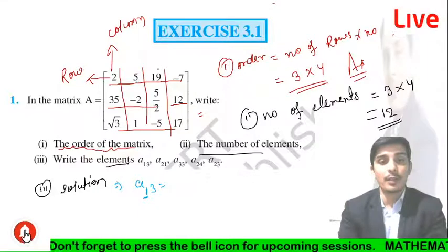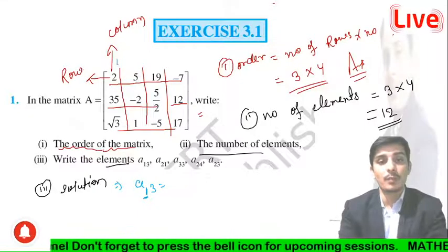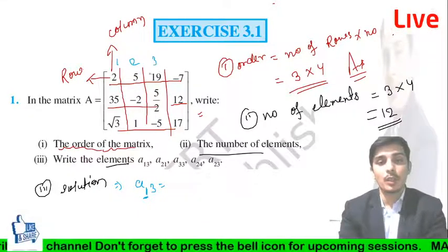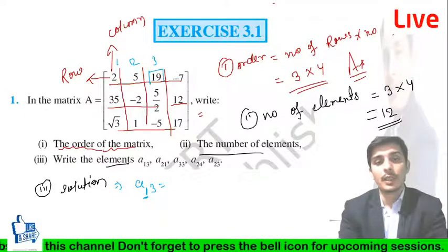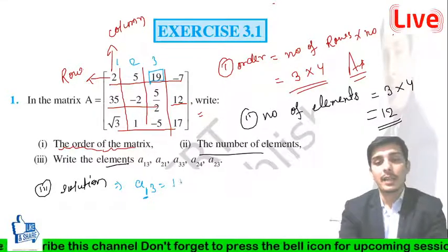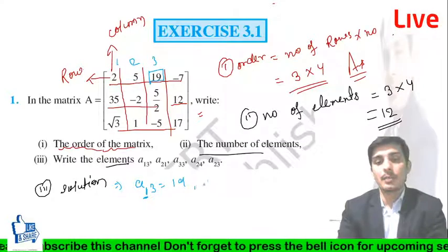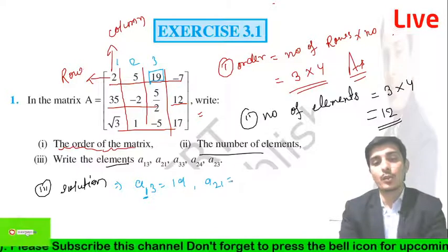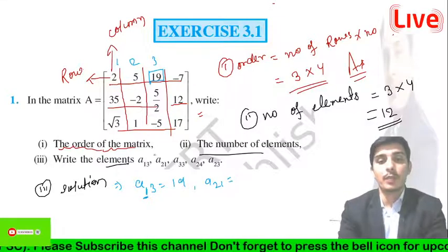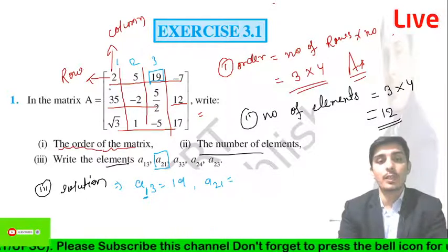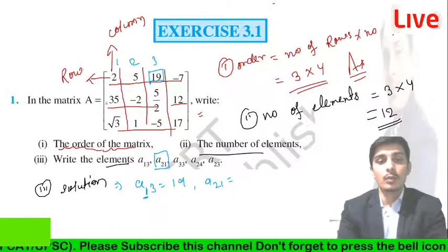First row and third column: this is the first column, this is the second column, the third column. So the element common to first row and third column, the answer will be 19. Similarly, what can you write here? A21. A21 is equal to the element of the second row.